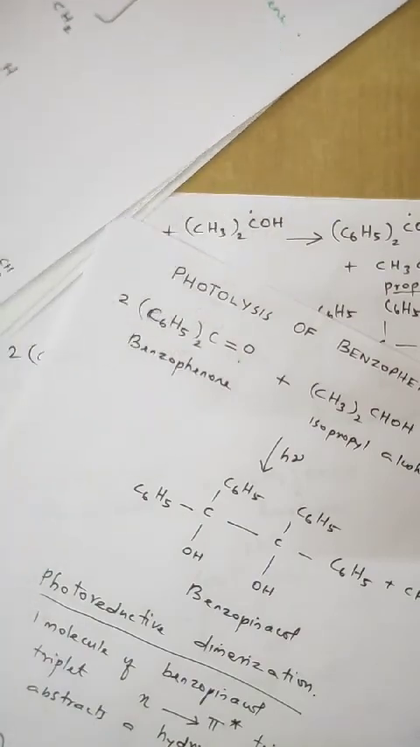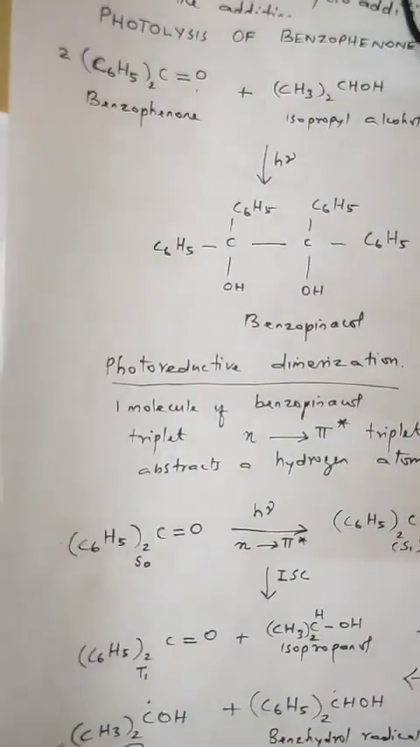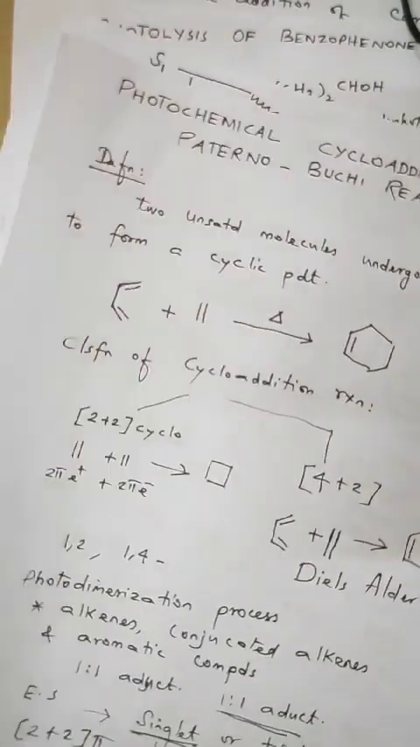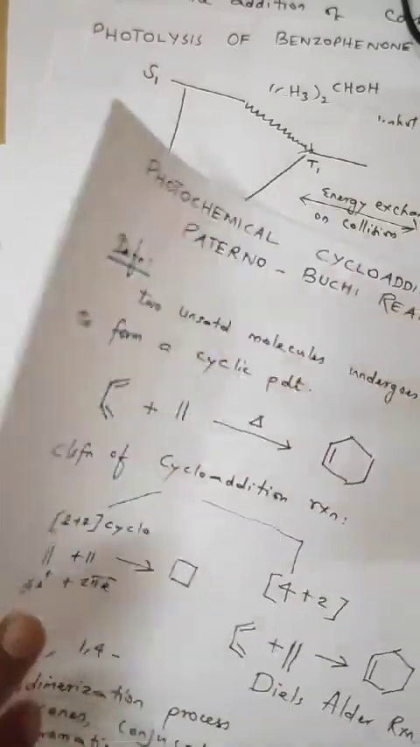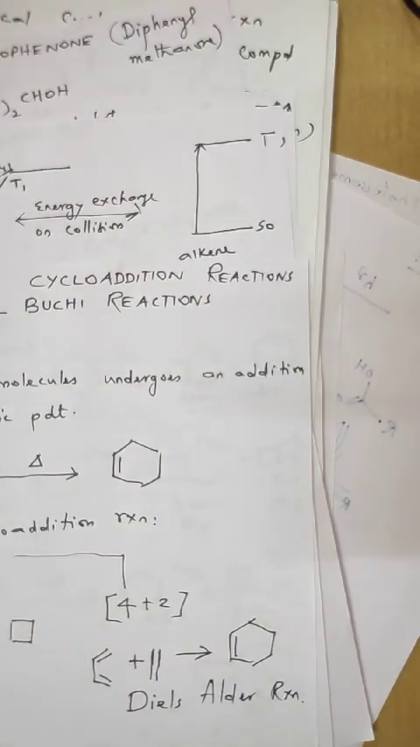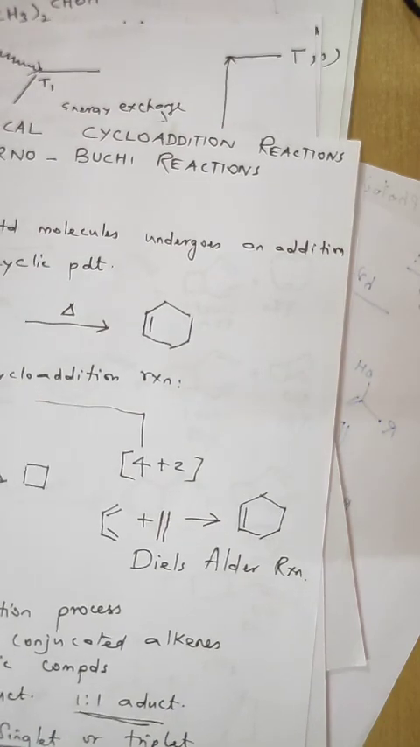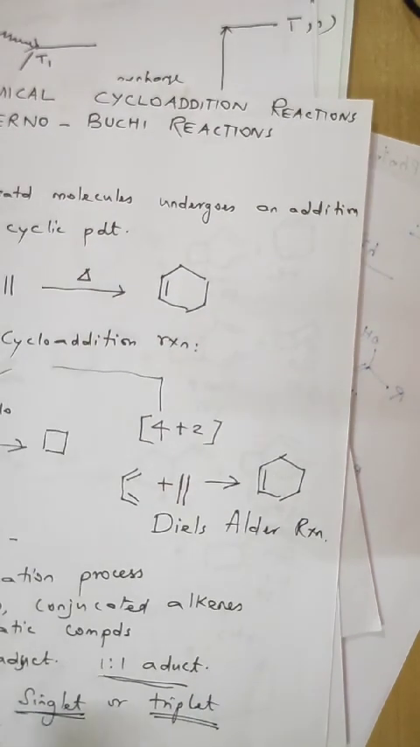So in this class, we discussed what photochemical reactions are, 2 plus 2 cycloaddition and 4 plus 4 cycloadditions, with various examples of butadiene and how the formation of cis and trans triplet and singlet to triplet goes. So we will continue with the Paterno-Buchi reaction with an example in the next class. Thank you.